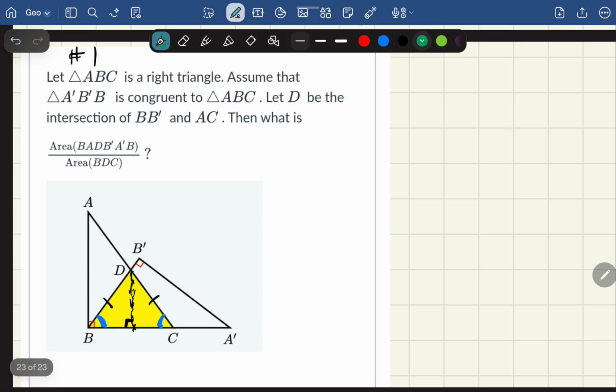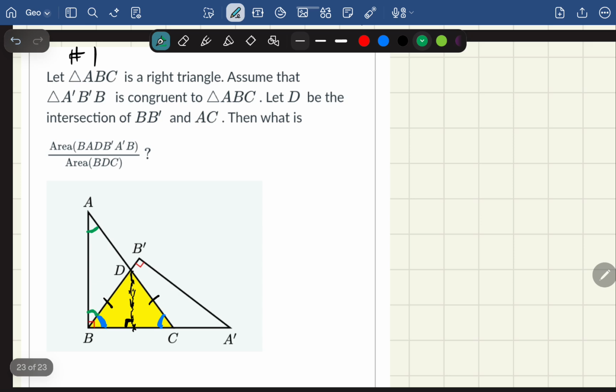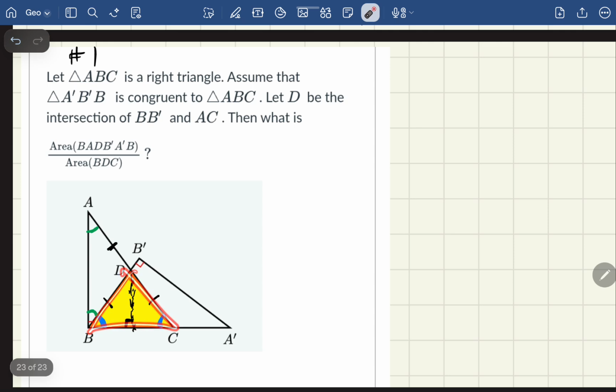And we also know that this angle plus this angle is 90, but this angle plus this angle is also 90. So, therefore, this side is also congruent to this side. And then we realize that this is half of this total area.